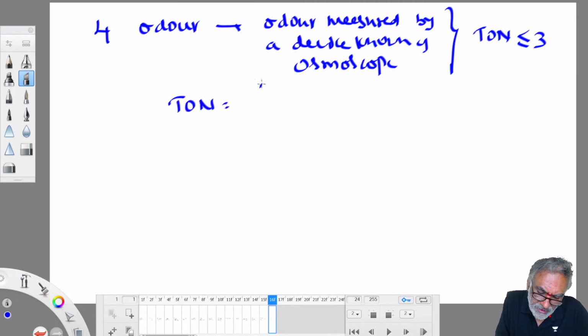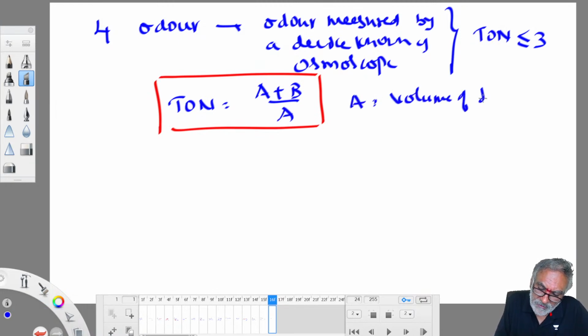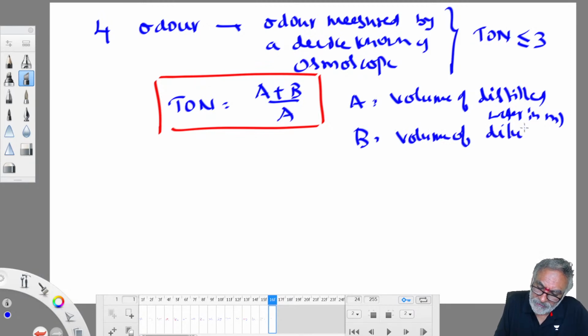Threshold odor number is equal to (A plus B) by A. So one numerical is possible to work out threshold odor number. Okay, A is equal to the volume of water sample in ml, and B is equal to the volume of distilled water used for dilution.